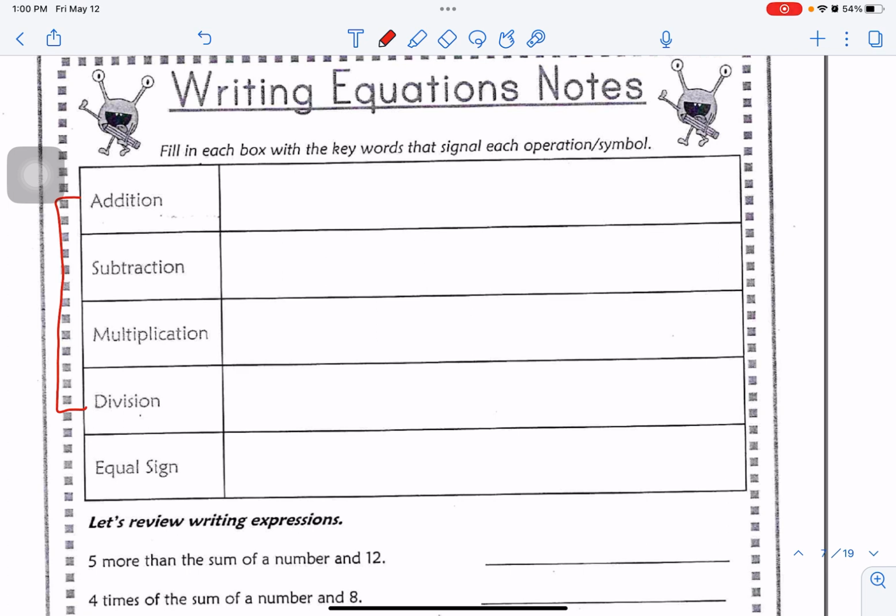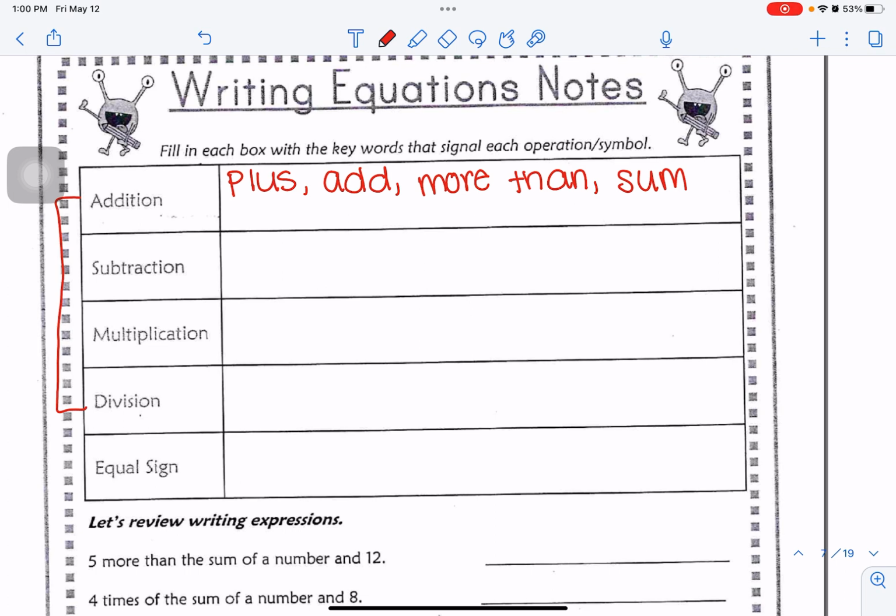So some words that you will likely see on these expressions that need to add would be plus, add, more than, and then sum. And sum tells you that you are adding two numbers together. When it's saying I want to find the sum of 4 and 6, for example, that would mean you need to add 4 and 6 together.